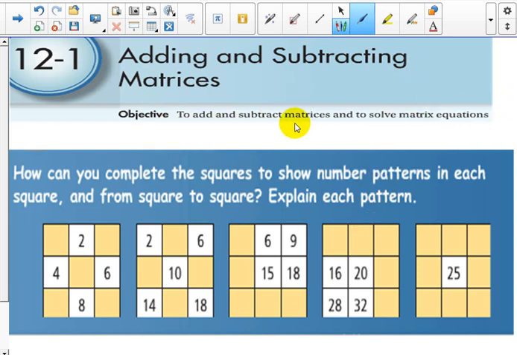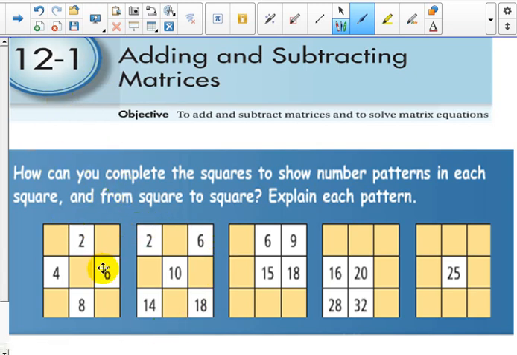So our objective is to add and subtract matrices and to solve matrix equations. Matrix is the singular form of the term. Matrices is the plural form of matrix. Okay?